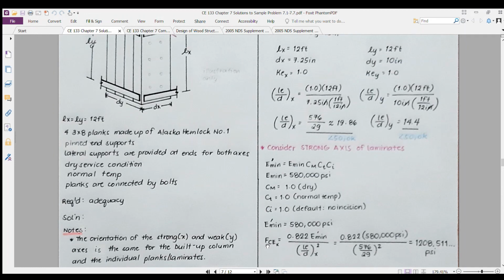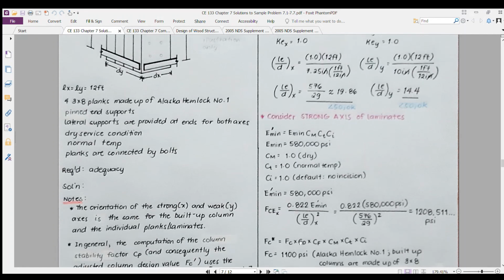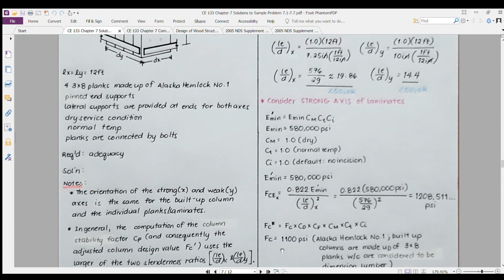Now solving for the Euler buckling stress for the x direction, you have 0.822 E mean over LE slenderness ratio in the x direction. So we have here value of 1,208.511 psi, and we need to get the value for the FC asterisk. So it is the maximum allowable compressive stress without the column stability factor yet. So we have here F sub C equals to 1,100 psi.